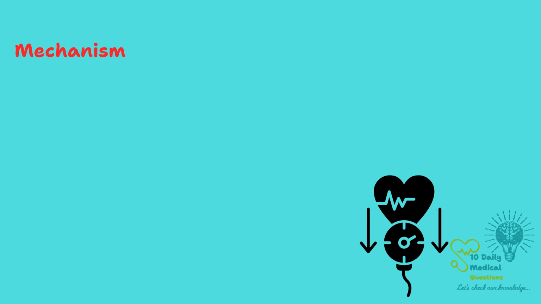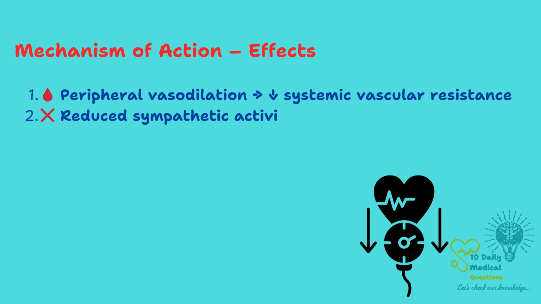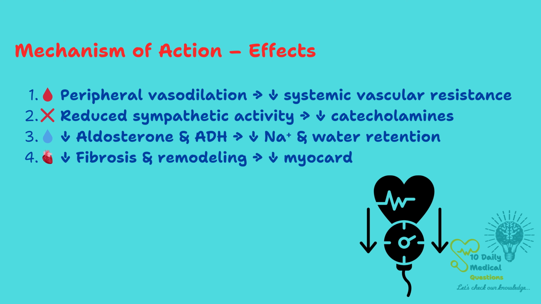They cause vasodilation by reducing peripheral arterial resistance, decrease sympathetic nervous system activity by lowering catecholamine stimulation, and reduce levels of aldosterone and antidiuretic hormone, leading to less sodium and water retention. This results in decreased preload and afterload. Additionally, by reducing aldosterone levels, they help prevent myocardial fibrosis and vascular remodeling.